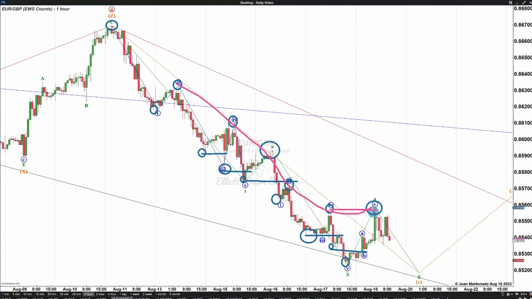Right? So here you have to be careful because you have the change of behavior. So probably this is not a good sell trade because we have that change of behavior. Of course, in this case, I'm looking for a fresh low because that's the wave count.